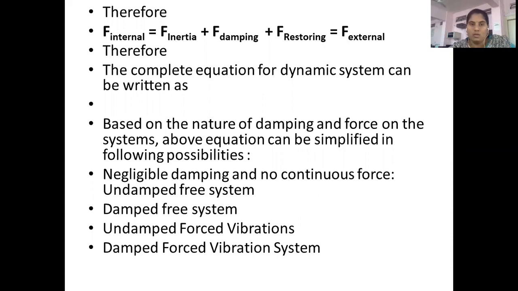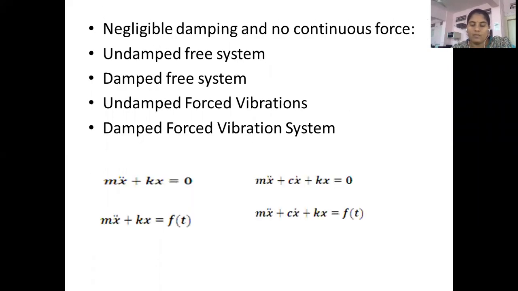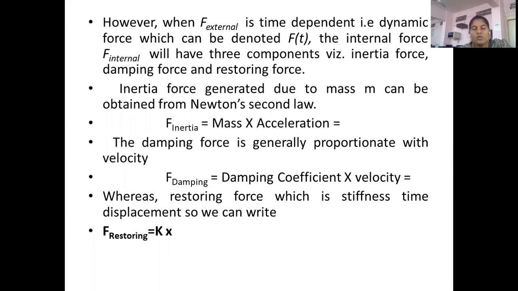Okay. I hope all of you have understood. The F internal is equal to F external, and what are the internal forces produced in the system? That is the F inertia force plus F damping force plus F restoring force, and that is equal to the F external force. And that is the standard equation for the mass spring damper system.